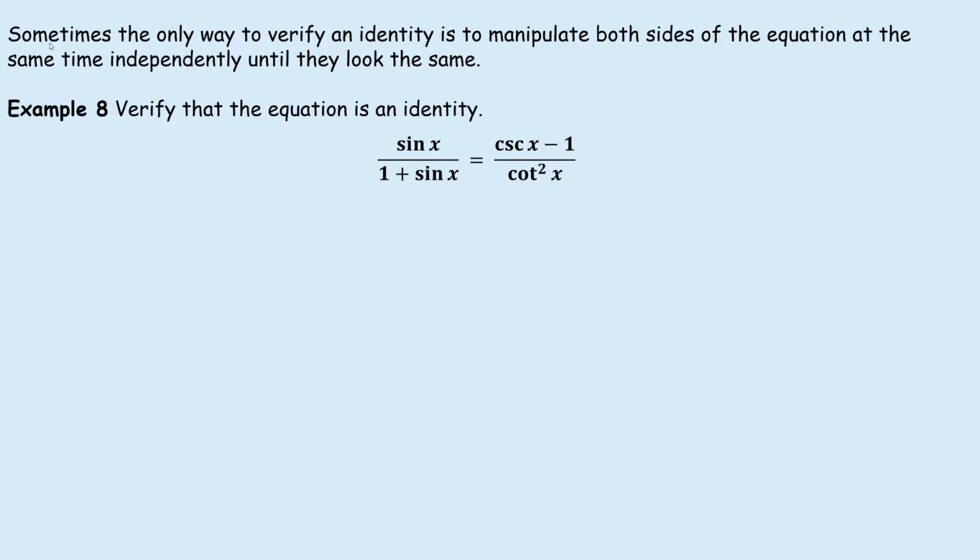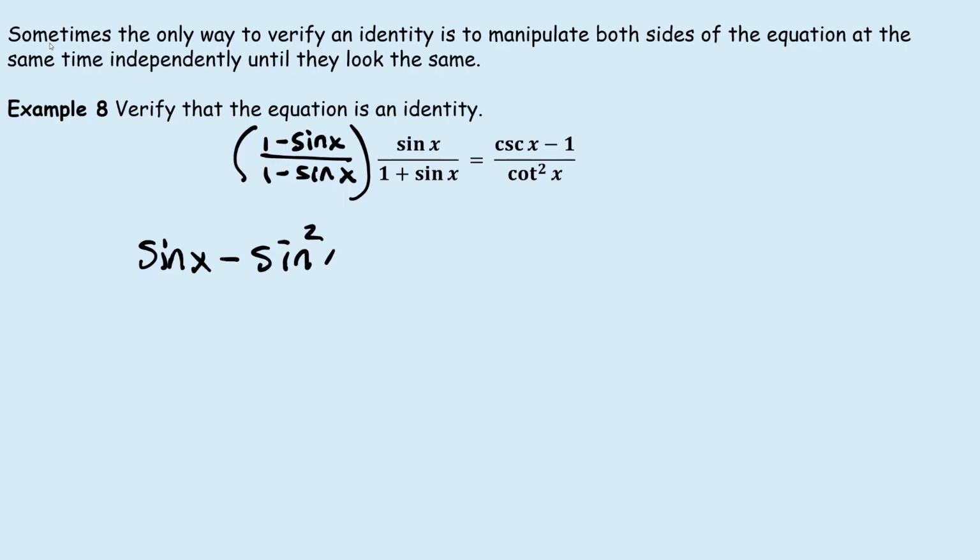So that makes me think I need to go ahead and multiply that denominator on the left by 1 minus sine x, its conjugate, so that I can have a squared something. And it'll end up being a squared cosine. So that would be the first thing I would do. I would multiply that fraction by the conjugate of the denominator. And that would give me sine x minus sine squared x over 1 minus sine squared x.